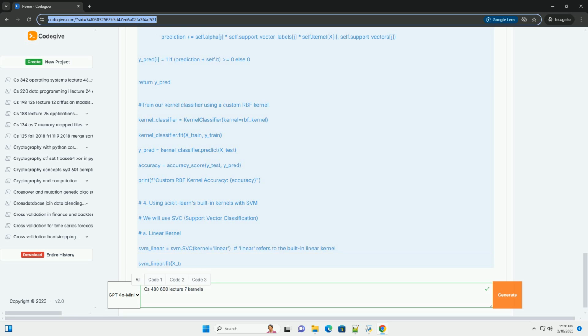4. Mercer's theorem and valid kernels. A function k(x, y) is a valid kernel if and only if it satisfies Mercer's theorem. This theorem states that the kernel matrix, a matrix where K_ij equals k(x_i, x_j), for all data points x_i and x_j in your data set, must be positive semi-definite, PSD. A PSD matrix has non-negative eigenvalues.